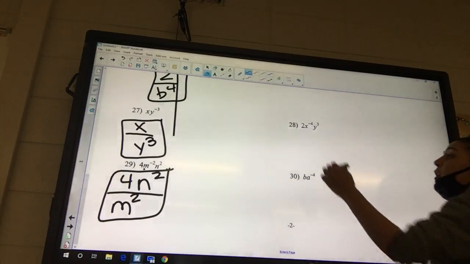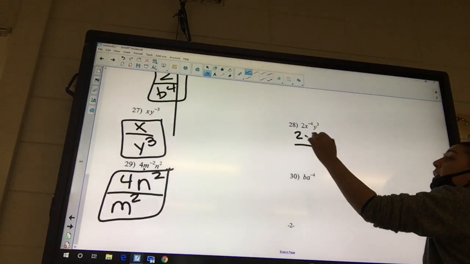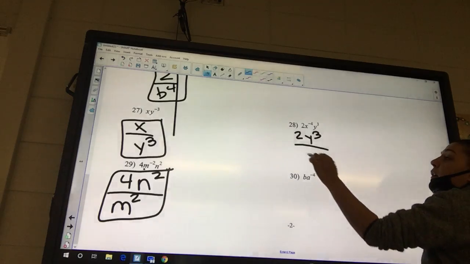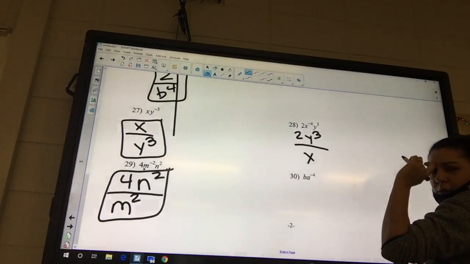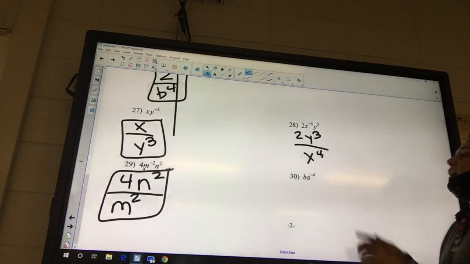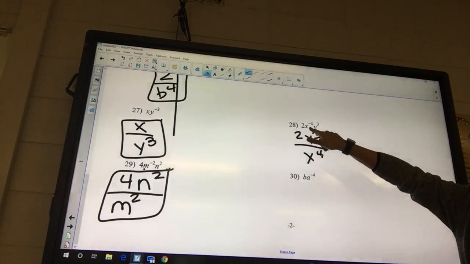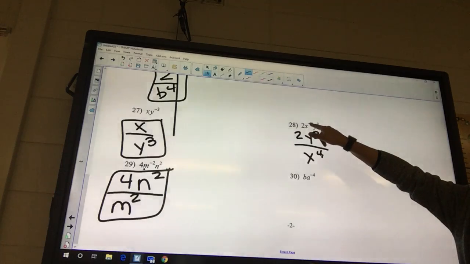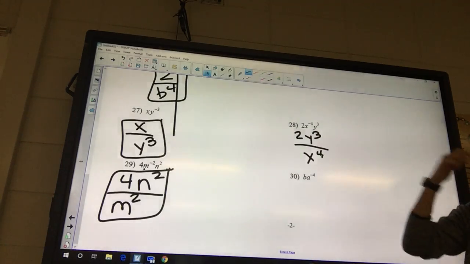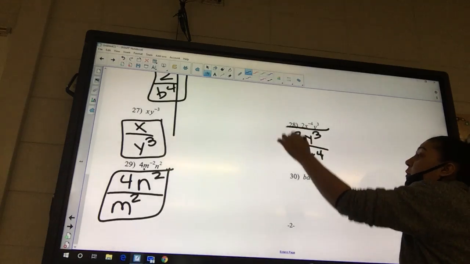So if we look at 28, what should it look like? 2y to the 3 over x to the 4. Okay, and you can look at these piece by piece and say, well, this 2 is positive. Does it need moved? No. Okay, what about the x to the negative 4? Yes, there's a negative. It needs moved. Okay, and then the y to the 3 is already positive, so it does not need moved.